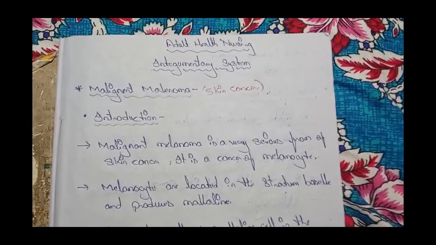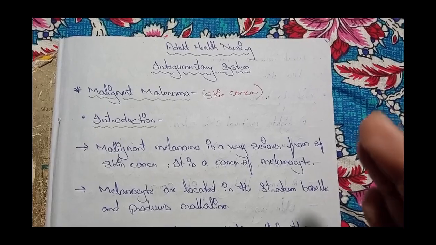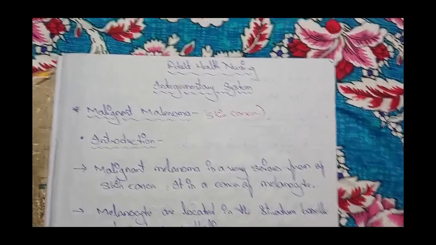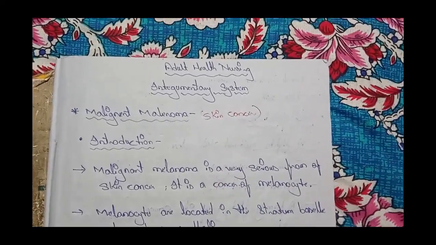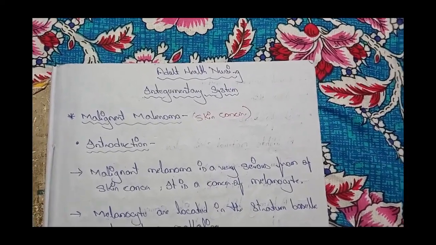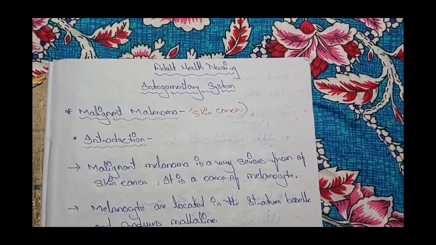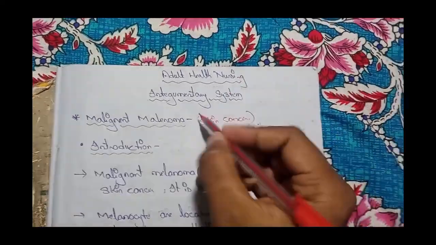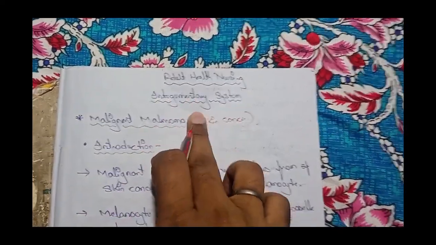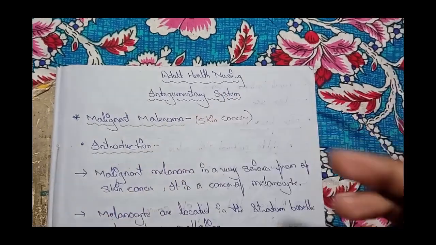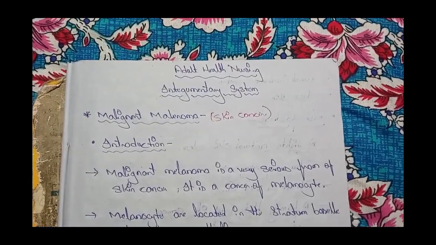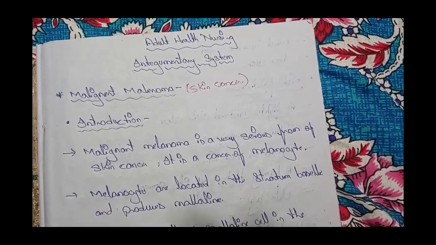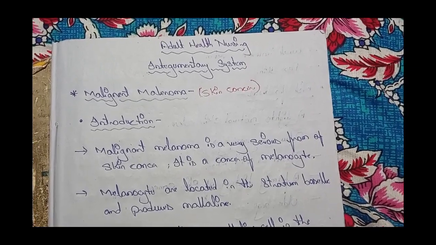It is about malignant melanoma, which means a skin cancer. We all know that cancer happens in different parts of our body. So cancer also happens in the skin. It is under the integumentary system. In adult health nursing or MSN nursing, we describe malignant melanoma.